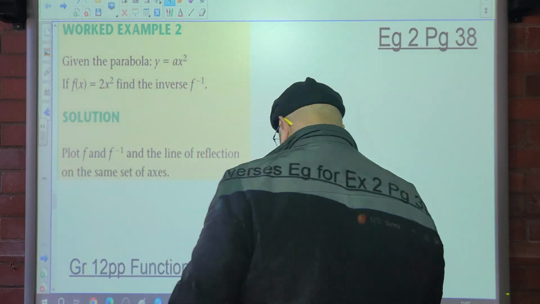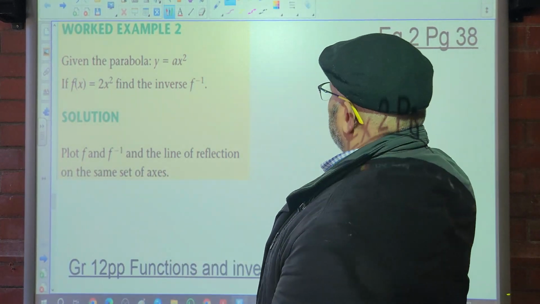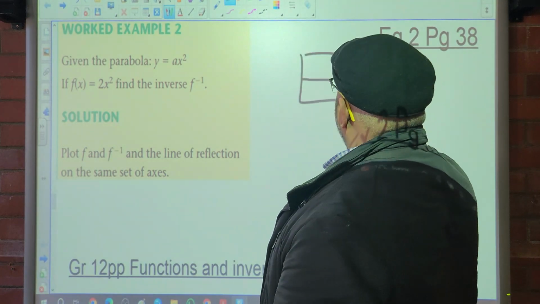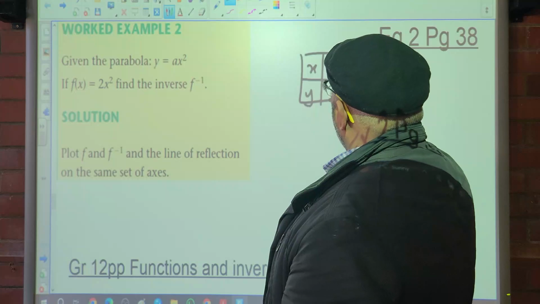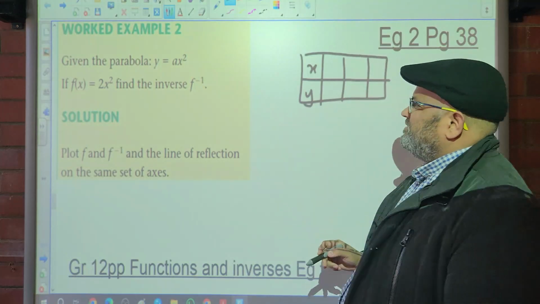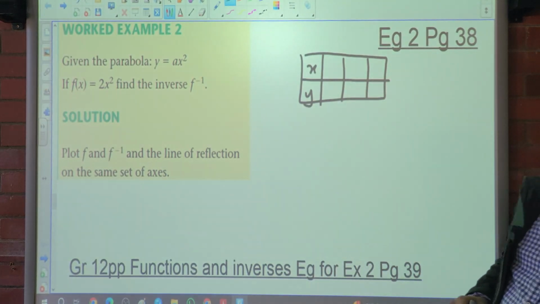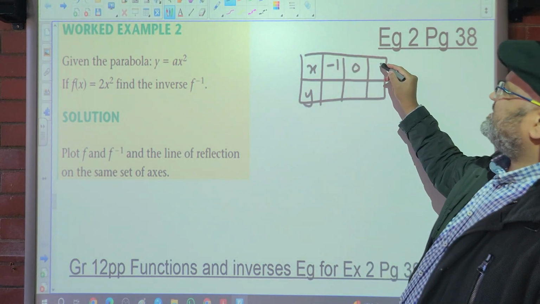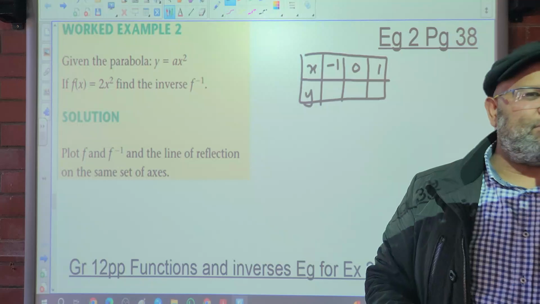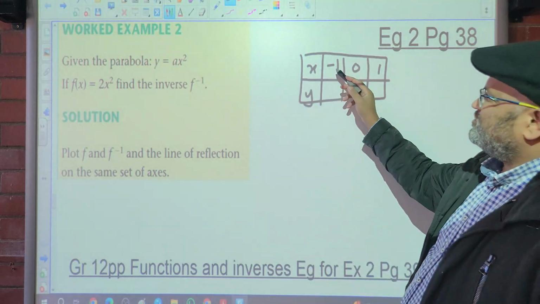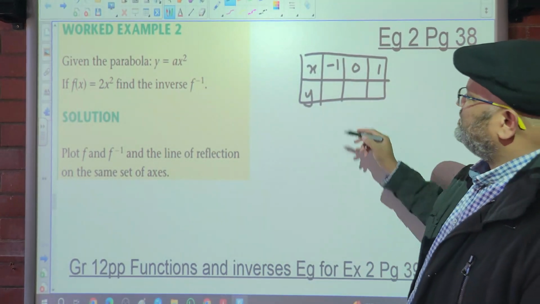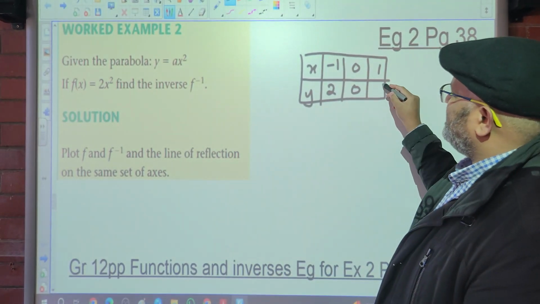To draw this graph, I draw a table. Why? Because a table reminds us of food. Right, let's go. The values we choose are negative 1, 0 and 1. We know it's going to be a parabola, so it's a quadratic function. So I put negative 1 in, I get 2. I put 0 in, I get 0. I put 1 in, I get 2.